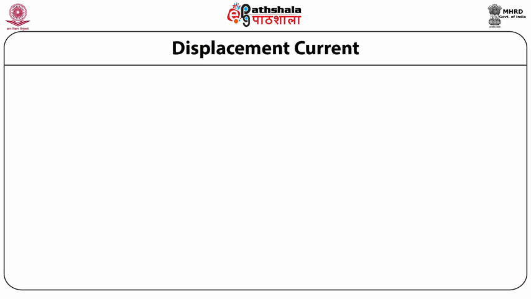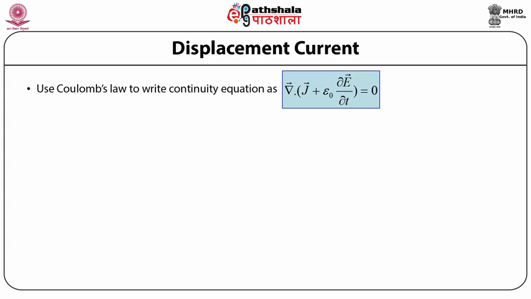Displacement current. Now, if we look at the continuity equation, which embodies the law of conservation of charge, and we replace the volume charge density using Coulomb's law, rewriting it in terms of the electric field, then the continuity equation can be rewritten as divergence of bracket open current density J plus epsilon naught times del vector E by del T bracket close is equal to 0, where epsilon naught is the electrical permittivity of free space and del vector E by del T denotes the time variation of the electric field.